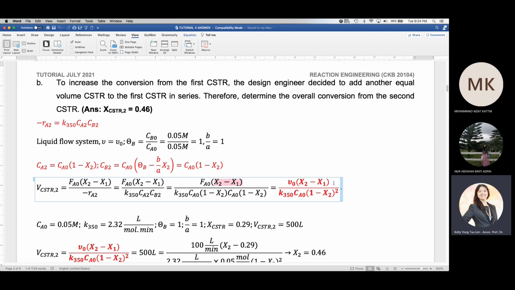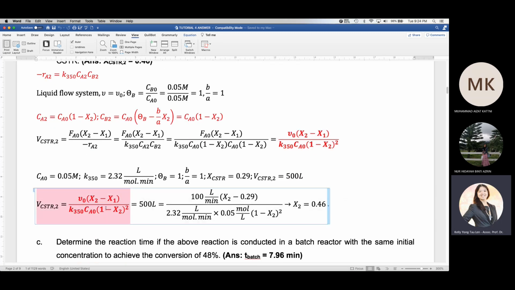So, X2 minus X1 di atas. Di bawah K, satu lagi CA0 masih ada, in bracket 1 minus X2 power of 2. So, now baru kita derive equation untuk mencari the conversion in the second reactor. Dalam soalan ni, kita nak cari X2. Okay? So, kita sekarang dah tahu equation dia. Samalah, kita ganti saja dengan nilai. The volume of the second reactor is 500 liter. So, I replace 500. V0 is still 100. X2, I want to find.